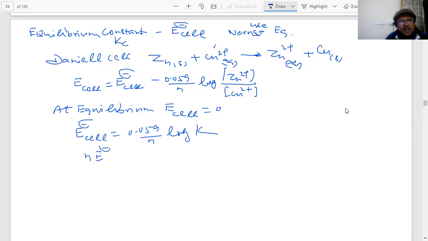or n E naught cell divided by 0.059 is equal to log of K. So this is the relationship between the equilibrium constant and the value of the cell potential. If we know this value, we can calculate log Kc, and then I will take the anti-log and get the value of Kc. Important for numericals, an important relation for numericals.